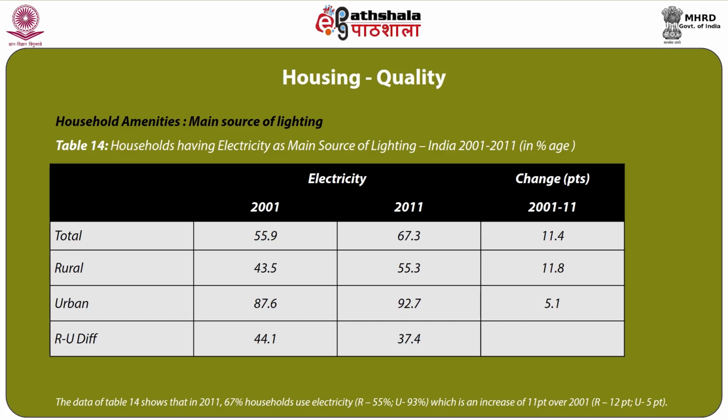In case of electricity, the change between 2001 to 2011 is 11.4% in total. In rural it's 11.8% and in urban it is 5.1%. Overall, the data of Table 14 shows that in 2011, 67% of households use electricity, rural 55%, urban 93%, which is an increase of 11 points over 2001, when rural was 12 points and urban was 5 points.